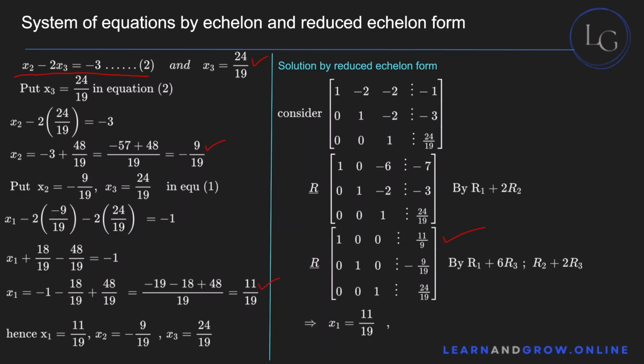And simply you can see that x1 is equal to 11 by 19, x2 is minus 9 by 19, and x3 is 24 by 19, and so you've solved the equation.